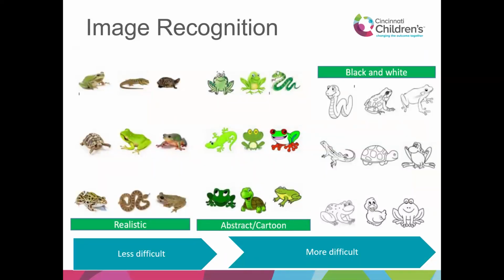And again, here's just an example of image recognition. Those real life pictures may be easier to understand what they are versus more cartoon or abstract representations. If we remove the color from the objects, that may make it more challenging as well, because we are truly just having to interpret what those lines mean as they come together, and are they the same thing as the thing that we would see in real life. So this is important to consider when we're thinking about using pictures for making choices or communication.